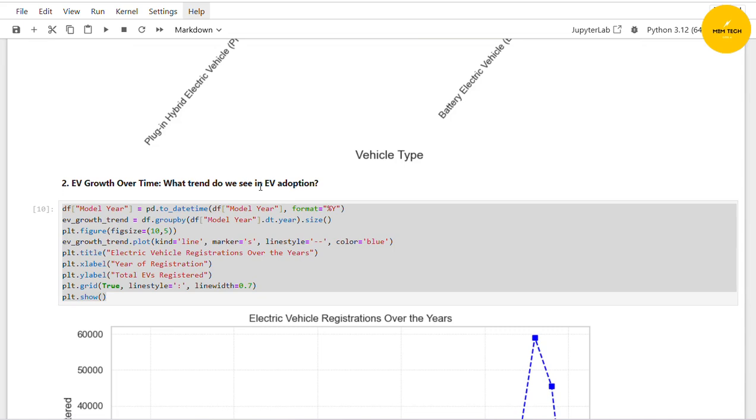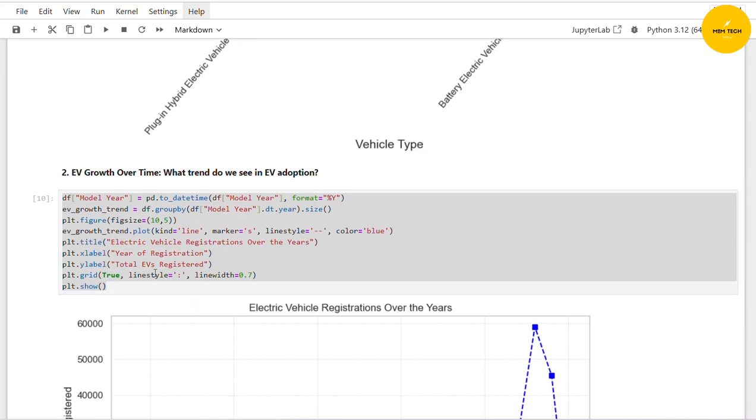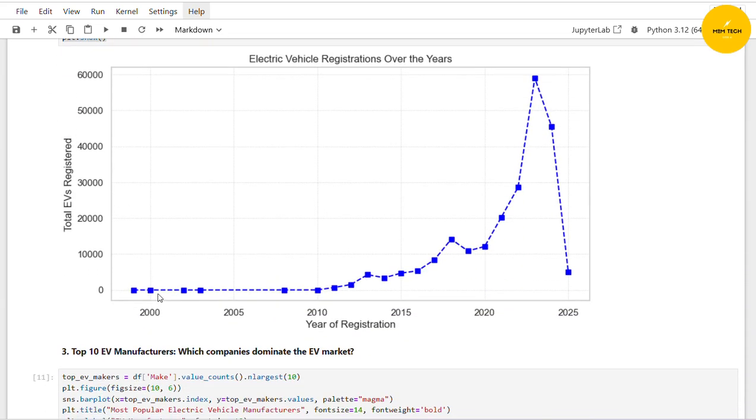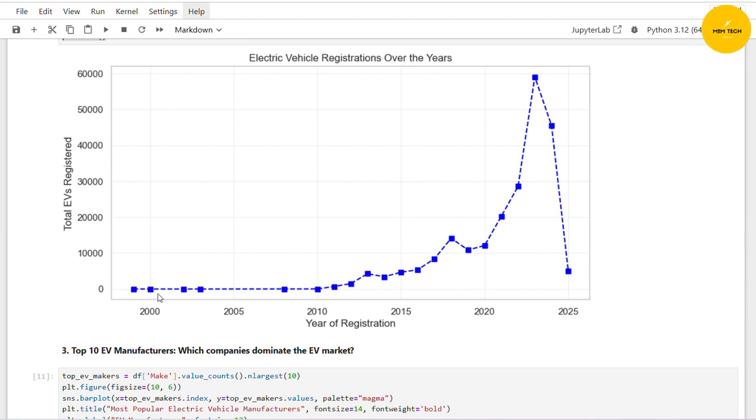The next question we tried to answer was EV growth over time. This part of the code focuses on analyzing the trend in electric vehicle adoption over time. The goal is to visualize how EV registrations have evolved year by year and identify the key trends. And this plot shows significant growth in EV registrations after 2018. This trend may be driven by factors like improved affordability of electric vehicles and expansion of charging infrastructure.